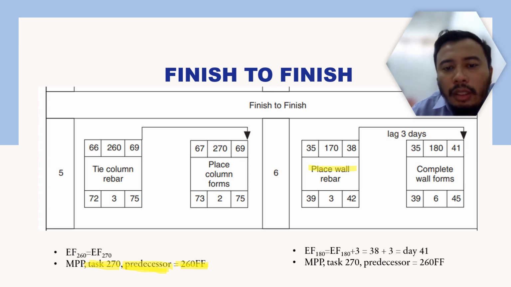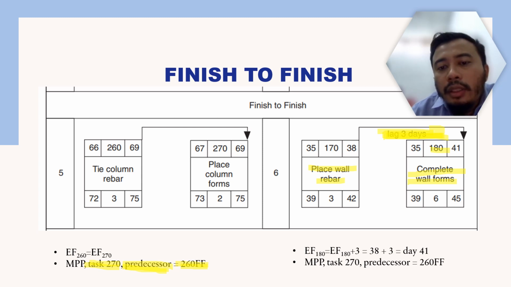For example, in activity 170 you place wall rebar, and then in activity 180 you complete the wall forms, but there is a condition of having a 3 days lag. Maybe it is for inspection before closing up the formwork, or you need to prepare falsework or a working access platform for the workers. Whatever it is, you add 3 days if that is the condition.